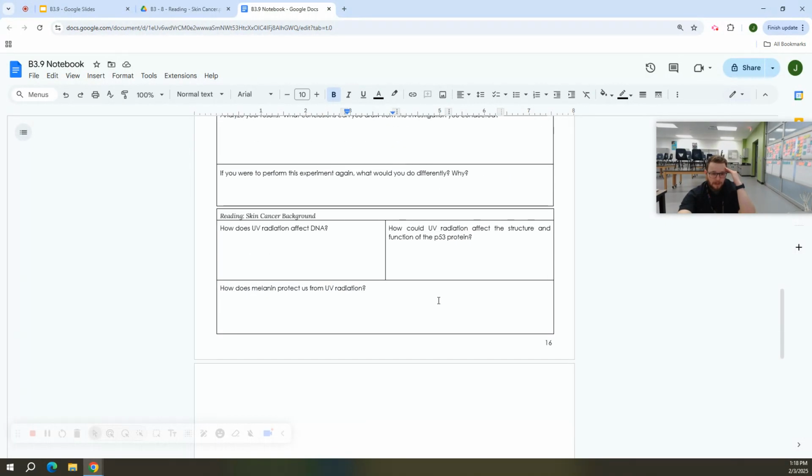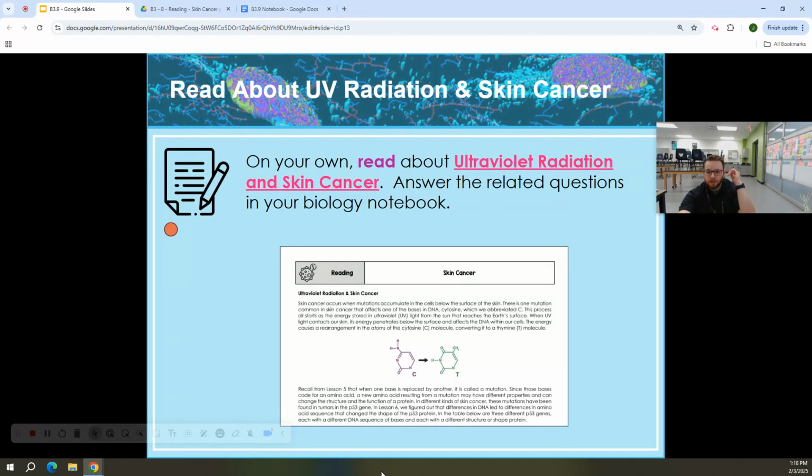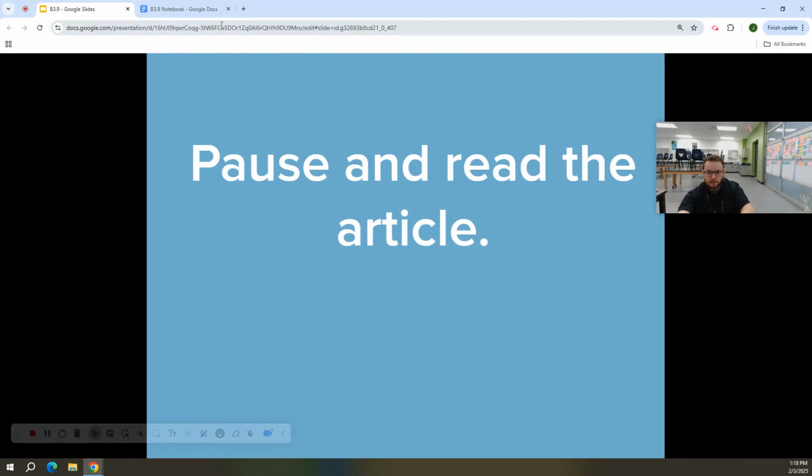As you read this, we're going to answer these questions. How does UV radiation affect DNA? How could radiation affect the structure and function of the P53 protein? And how does melanin protect us? So I would be looking for answers to these questions as I'm reading. That way you don't have to try to remember when you're done reading all at once. So go ahead and read that and look at those questions. Jot down some answers as you read with your group.